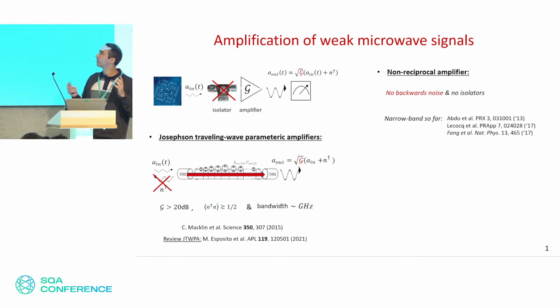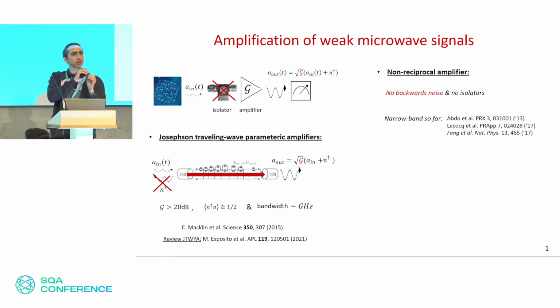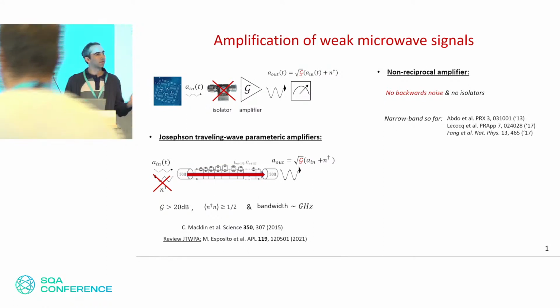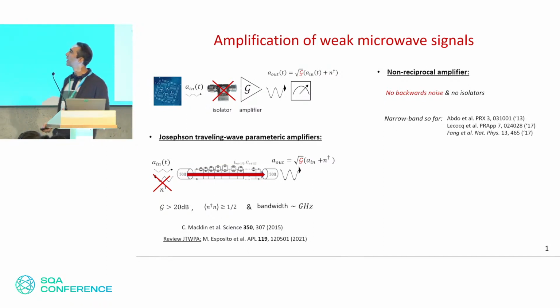as we have seen already yesterday in some talks. In this case, if you send a signal on the first side, it will be unidirectionally amplified from left to right until the end without any reflections, and therefore without any backward noise going to the quantum system. Therefore we don't require these isolators, and we can scale the quantum devices better.